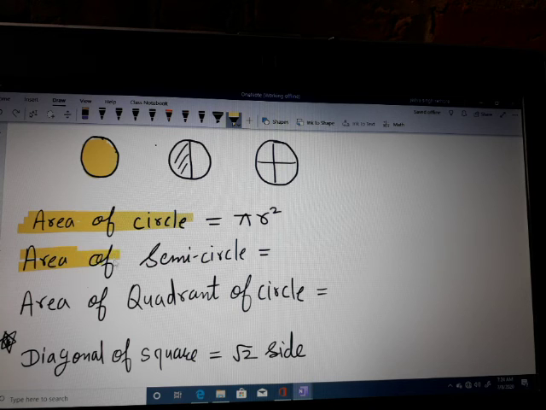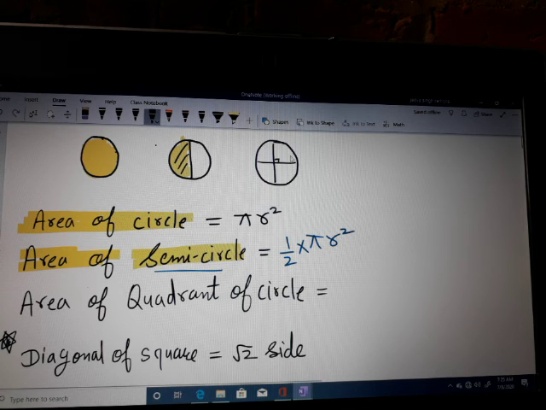What is the area of a semicircle? This is the semicircle, the half part. This is half of the circle which I showed. The area of the semicircle will be equal to half of the complete area of the circle. This is the area of the circle, and the semicircle is half of this area, that is half of pi r square. Next, what is the quadrant? If you divide this circle into four equal parts, that is known as a quadrant.